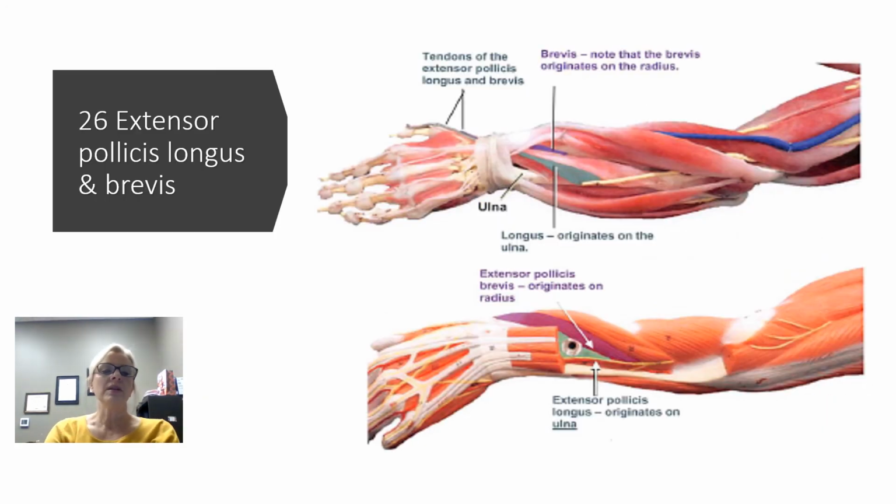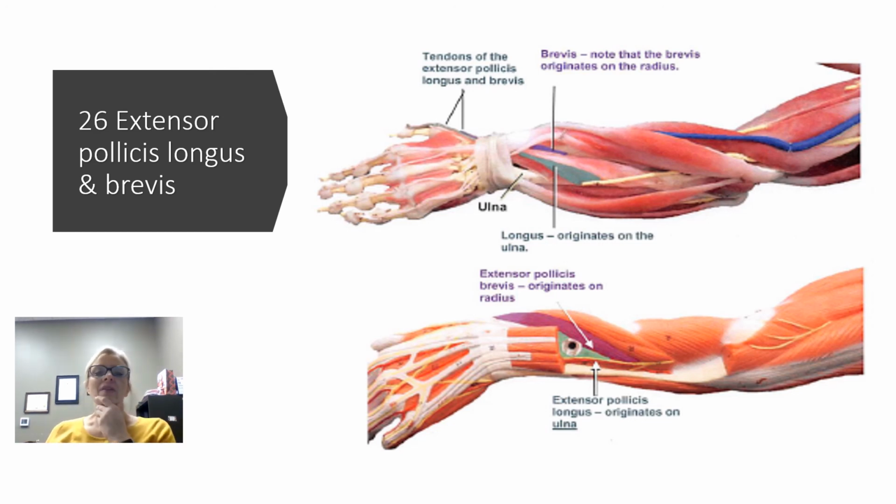All right, so here is the extensor pollicis longus and the extensor pollicis brevis. The pollex is the thumb and the hallux is the big toe. So when you see hallucis or pollicis, that's going to tell you that it's going to go towards the thumb or the big toe. And so this is the short thumb stretcher for the brevis, the long thumb stretcher for the longus. Sorry, I got a little off track there for a moment.